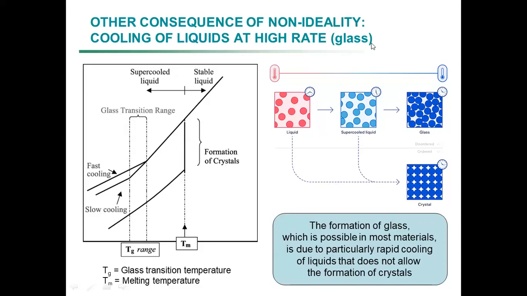You have the glass transition temperature, and this is also important because you will find it also in polymers. In polymers, you again have a glass transition temperature, and above the glass transition temperature, the polymer is rubbery. Below the glass transition temperature, the polymer is glassy. The main observable difference between a glassy polymer and a rubbery polymer is that you can pull and extend quite a lot a rubbery polymer.